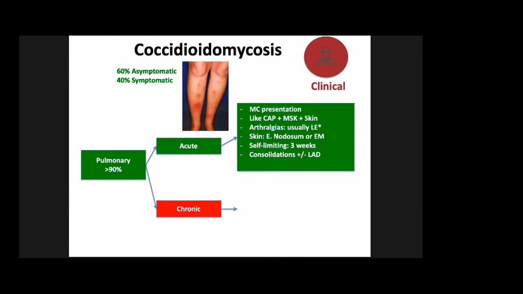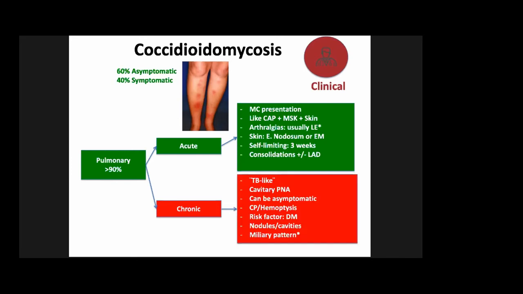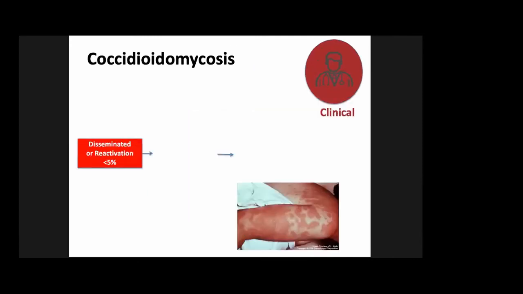So always check the skin, and always check the joints. In these patients, you may see erythema nodosum or multiforme. And chronic pulmonary cocci may present as a tuberculosis-like picture, so it will be a cavitary pneumonia. Patients may present with hemoptysis, chest pain, and on occasions, you may see a miliary pattern.